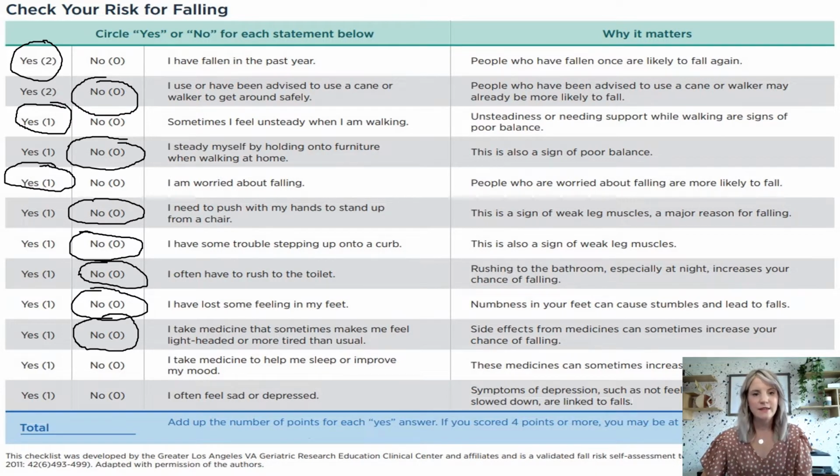I take medicine to help me sleep or improve my mood. These medicines can sometimes increase your chance of falling. I often feel sad or depressed. Symptoms of depression, such as not feeling well or feeling slowed down, are linked to falls.